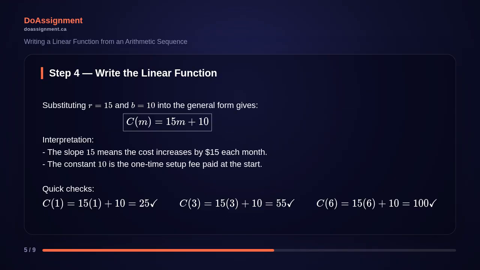Putting it all together, the linear function is c of m equals 15m plus 10. The slope 15 represents the monthly fee and 10 is the fixed setup cost. We verify all 3 original data points and each one checks out perfectly.